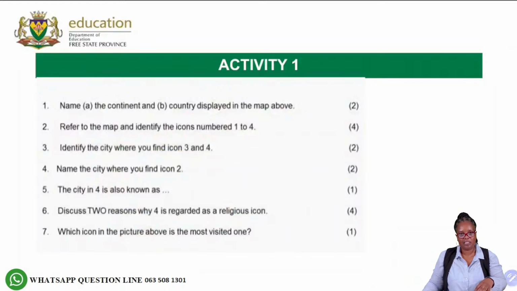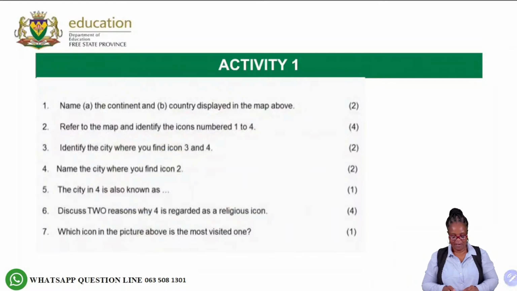And you know that we're saying this because every Easter Sunday, people will be flocking to this place to listen to the message from the Pope. I'm sure you understand that. That's why it's regarded as a religious icon. And let me ask you, what type of tourists will visit this icon? Religious ones. It's a given.